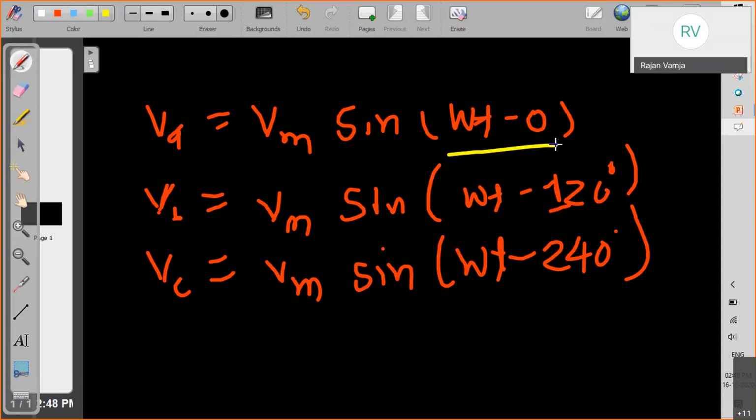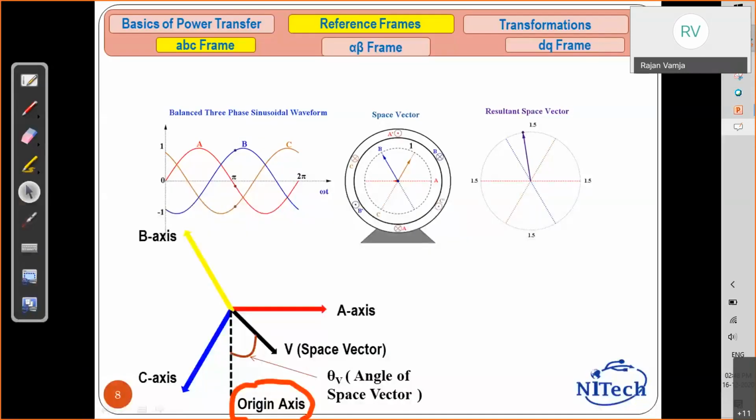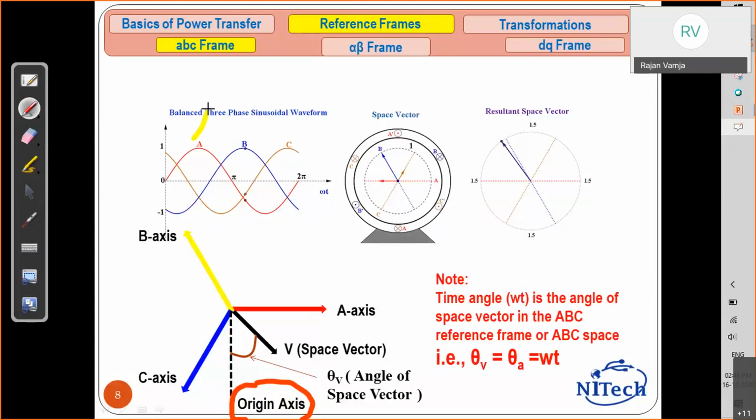Now I am giving names. The first one I am naming theta A, the second theta B, and the third theta C, the angle at which this alternating quantity is rotating. Is this clear about theta A, theta B, and theta C? This equation is very clear. So theta A is nothing but the angle of A, theta B is the angle of B, and theta C is the angle of C.